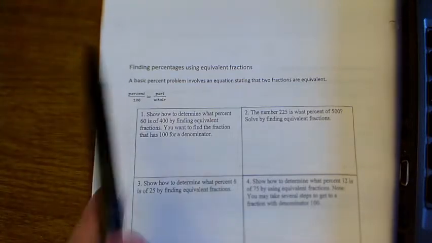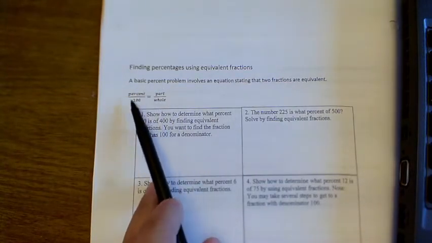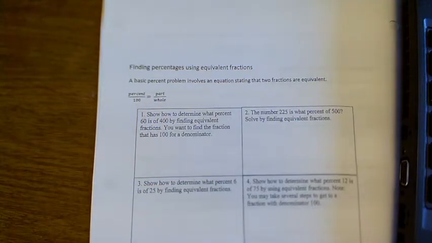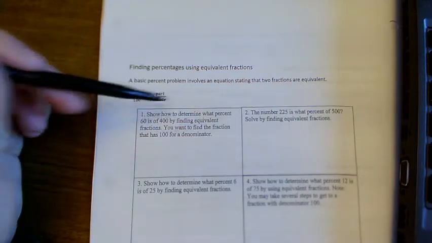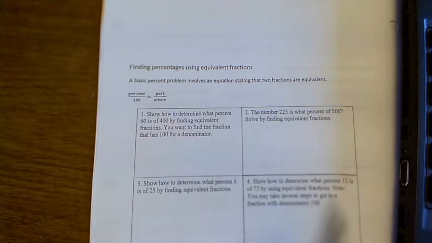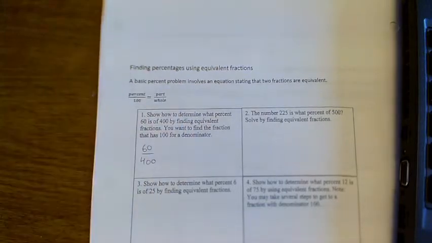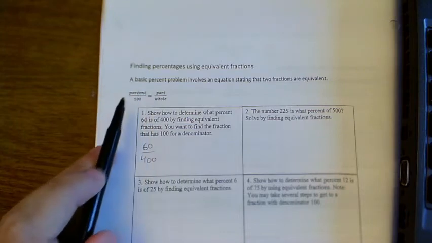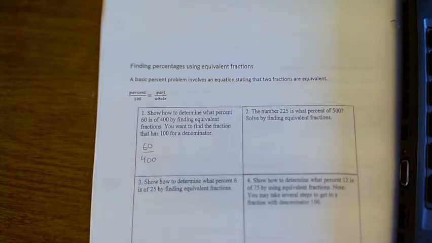Now, with this one, I just said we were solving with proportions. I was kind of lying to you. We're actually just going to solve by making equivalent fractions. Proportions is coming later. So, let's see. It says, show how to determine what percent 60 is of 400 by finding equivalent fractions. So what I want you to do with these 6 problems on page 260 is 60 is what percentage of 400. So it's a part of a whole, again, is equivalent to some percent out of 100. So the goal would be what fraction is equivalent to this that is also going to have a denominator of 100.